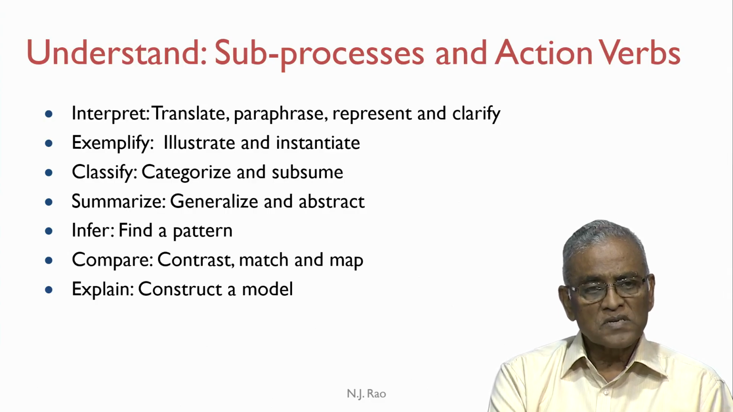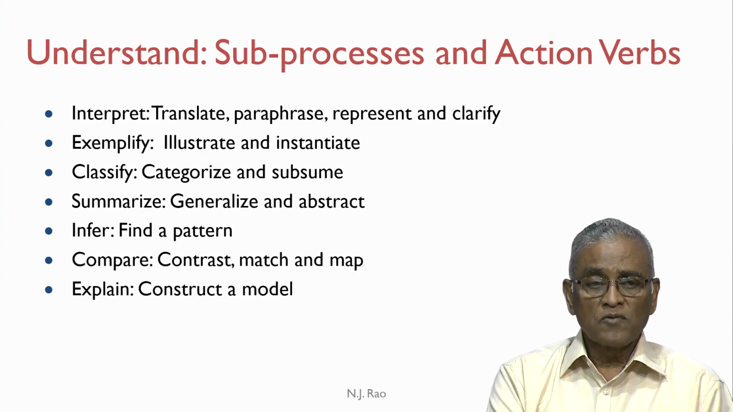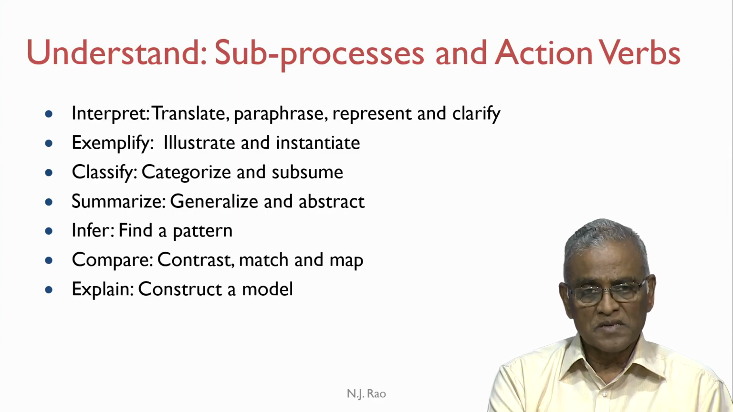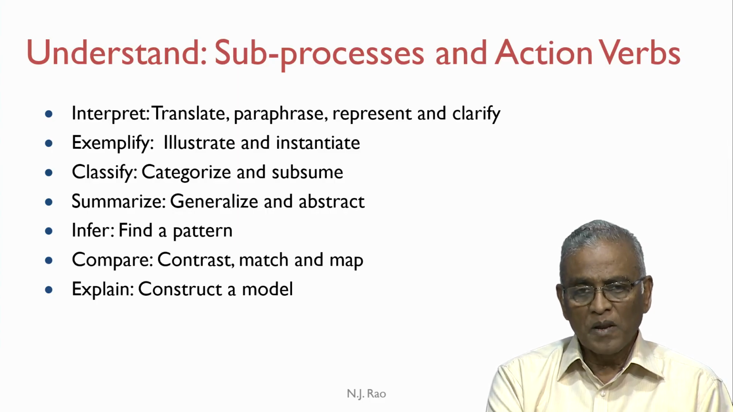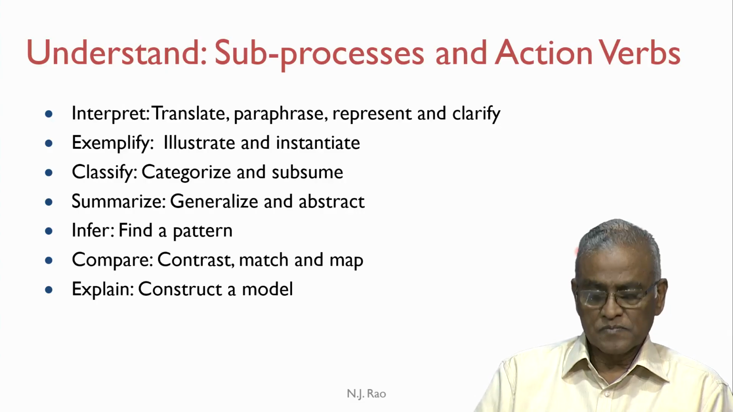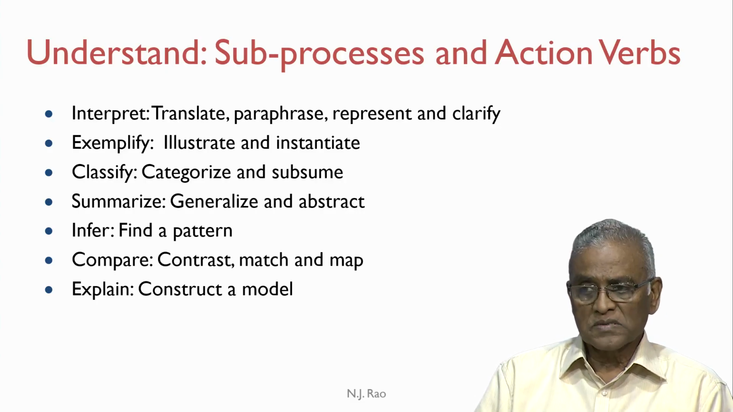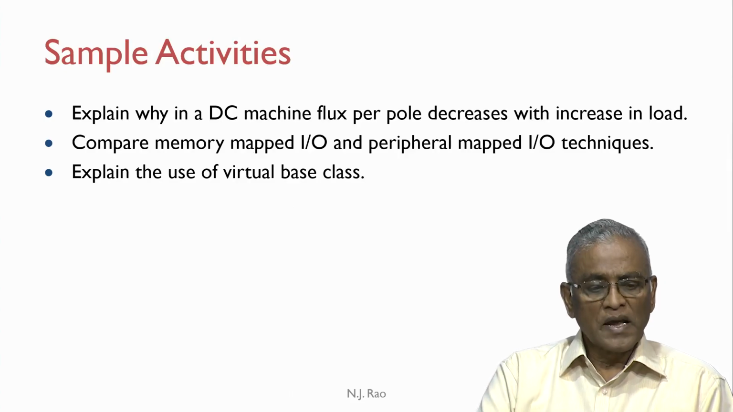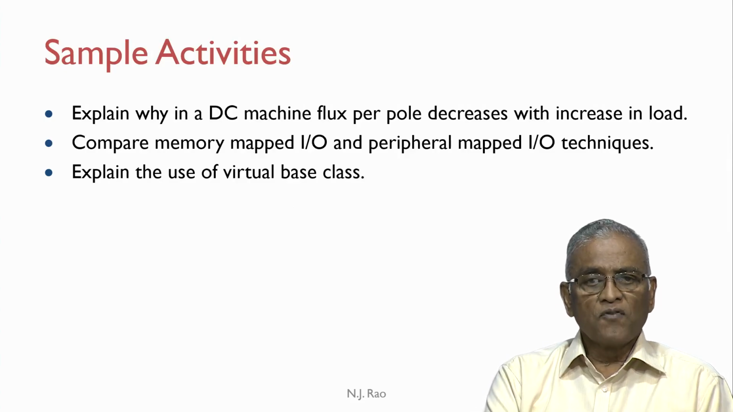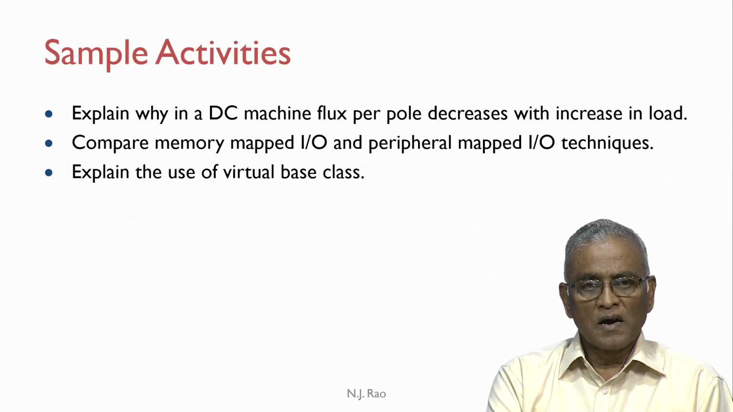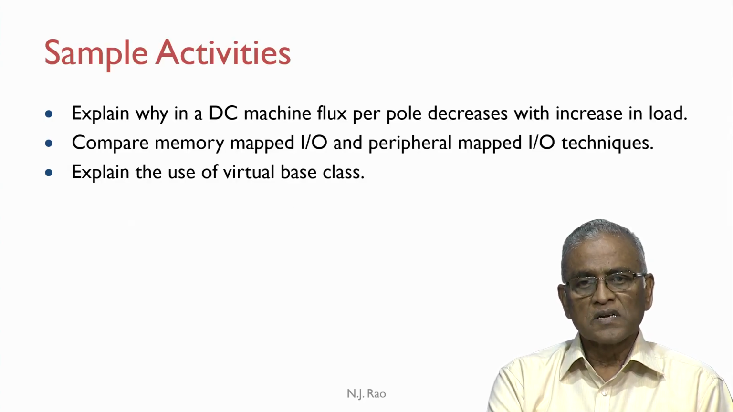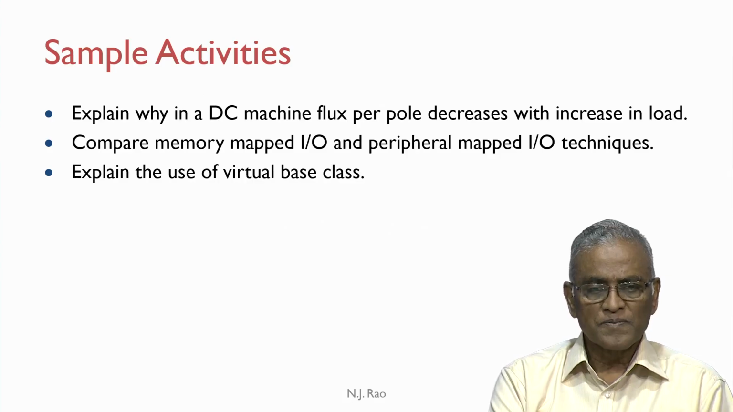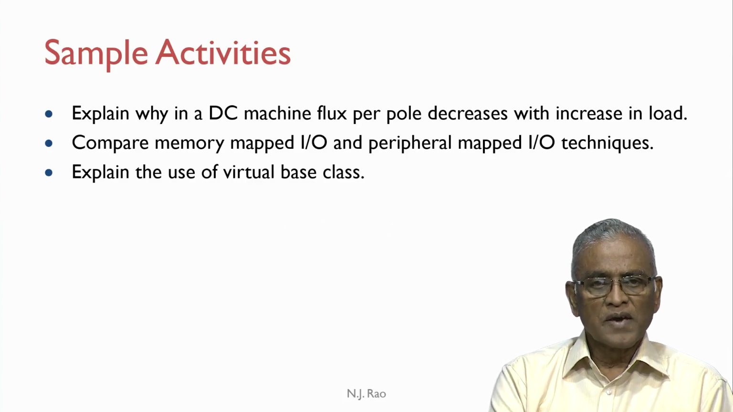And sometimes you just explain. For example, we come across many such questions in our tests and examinations. Construct a model. It could be a verbal model or a mathematical model, in whatever way you are explaining something. So, these are the 7 sub processes that are involved. Some sample activities, if you look at: explain why in a DC machine flux per pole decreases with increase in load. Compare the memory mapped IO and peripheral mapped IO techniques. Explain the use of virtual base class.